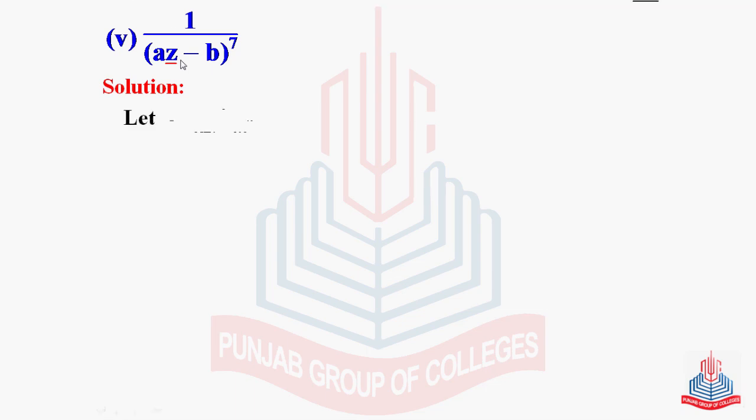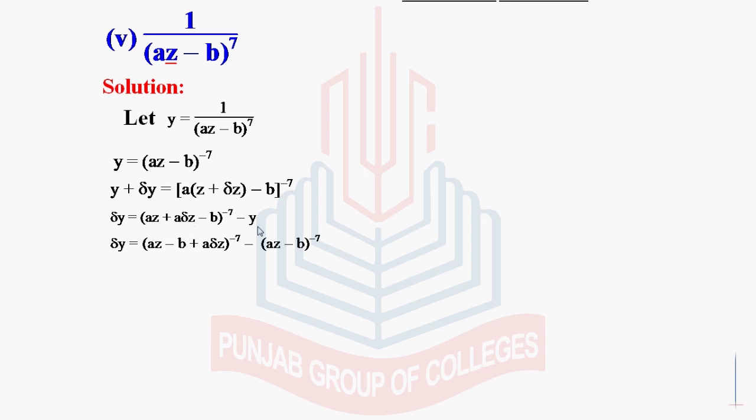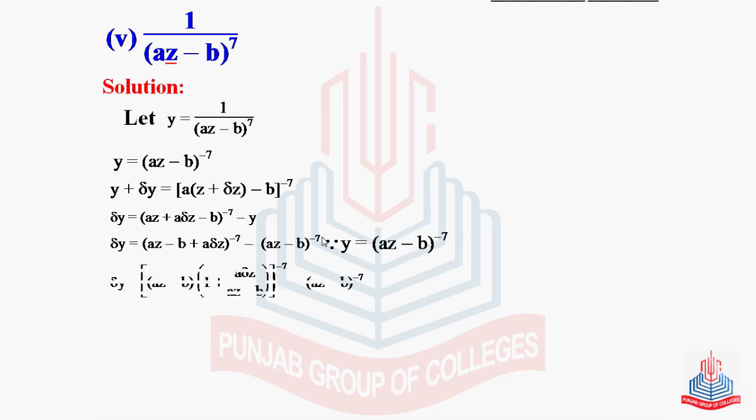Now let y is equal to 1 over az minus b raised to the power 7. Y can be written as az minus b raised to the power minus 7, and applying that 4-step process. The first step was y plus delta y is equal to az plus delta z minus b raised to the power minus 7, and delta y will become az plus a delta z minus b raised to the power minus 7 minus y. Just put the value of y, which is az minus b raised to the power minus 7. Now delta y is equal to az minus b times 1 plus a delta z over az minus b raised to the power minus 7 minus az minus b raised to the power minus 7.